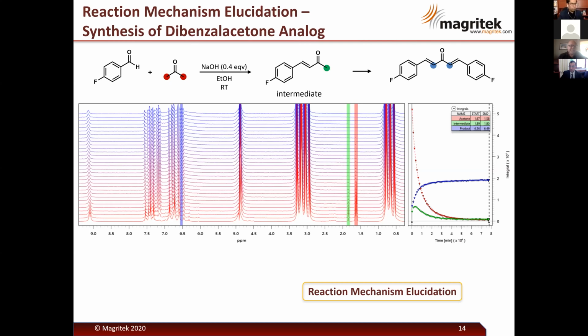So in conclusion for this example, monitoring reactions with benchtop NMR allows for the observation of intermediate species, which sometimes can be difficult to isolate and analyze. So this helps to determine the mechanism of the reaction of interest.